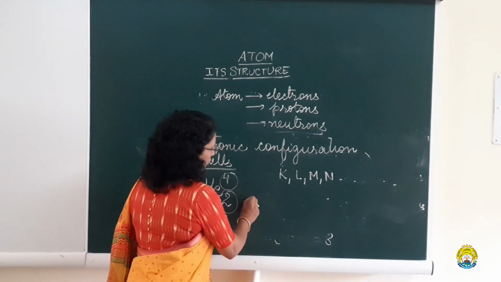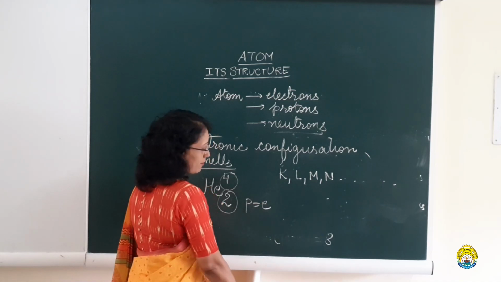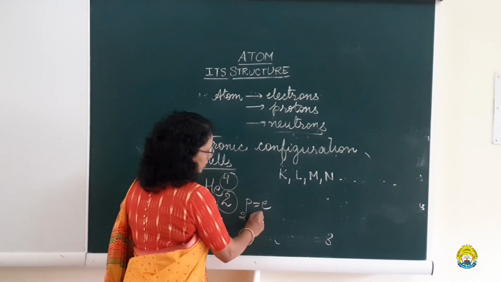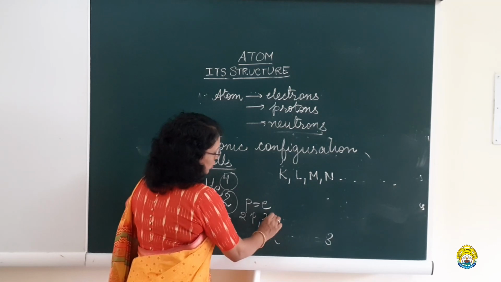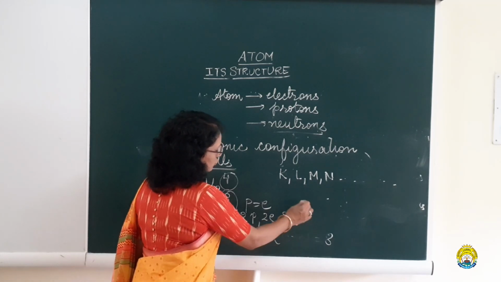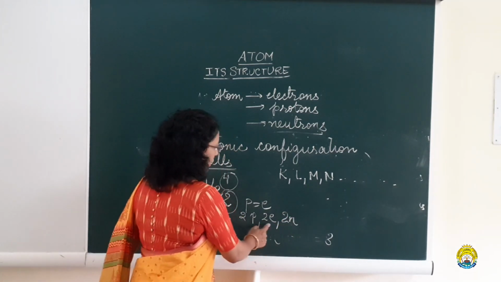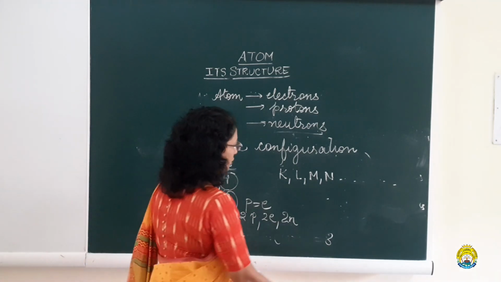Because we know that proton number is equal to electron number. So 2 protons, 2 electrons and 2 neutrons are present. How am I going to arrange these electrons? That is called electronic configuration.